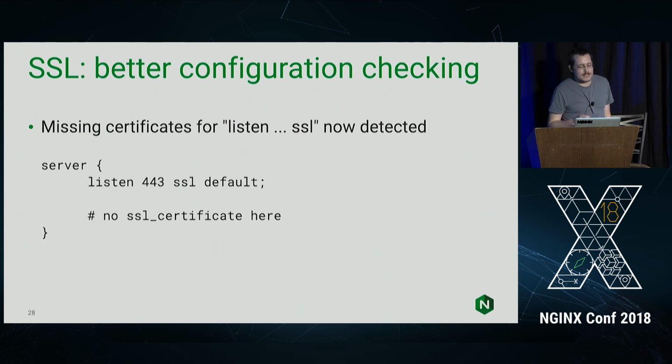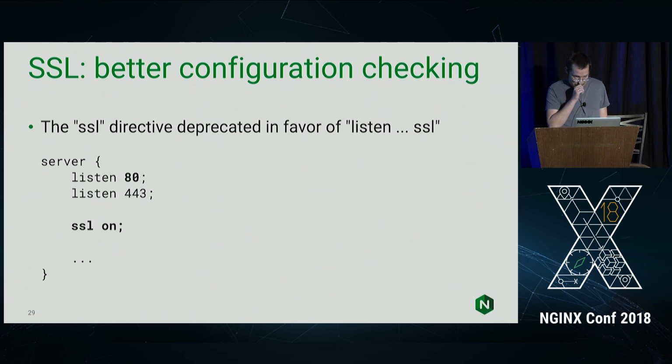We've also improved SSL configuration checking, so it should be harder to shoot your own foot by configuring things incorrectly. Now NGINX is able to detect missing certificates in configurations with listen SSL. And we also finally deprecated the SSL directive because it makes it trivial to break things, as in the configuration on the screen.